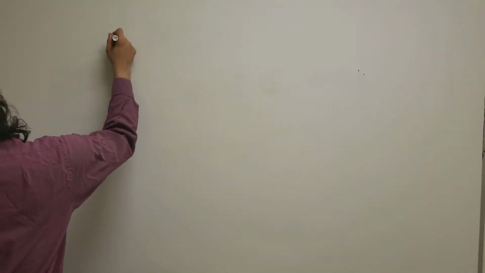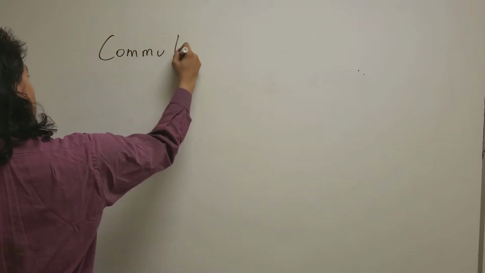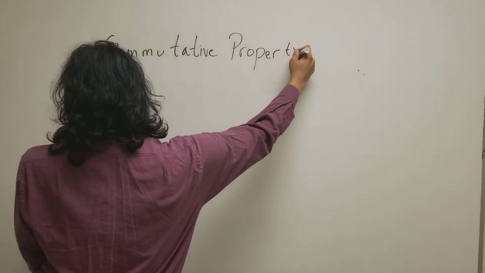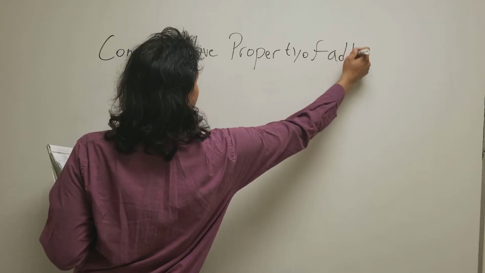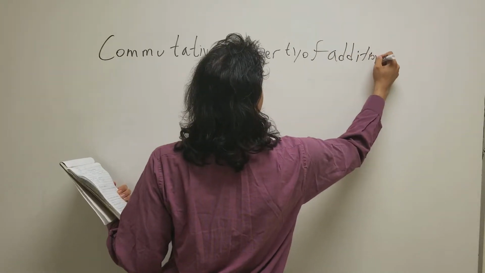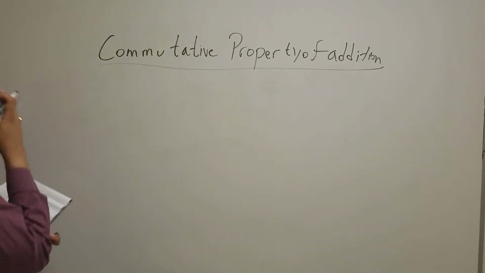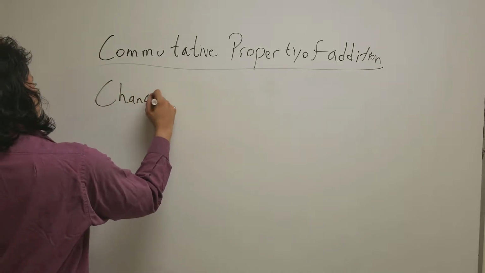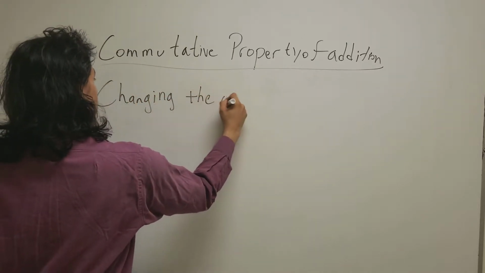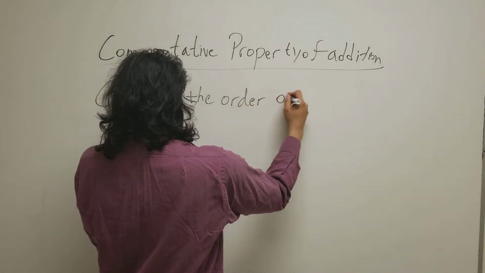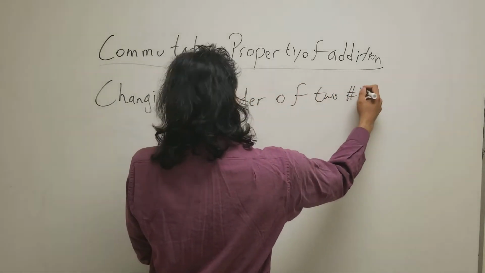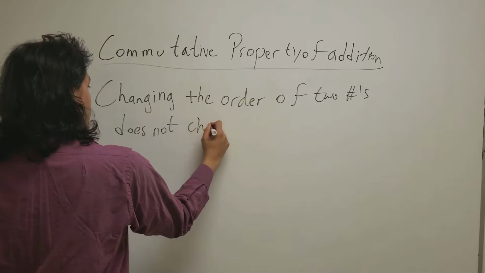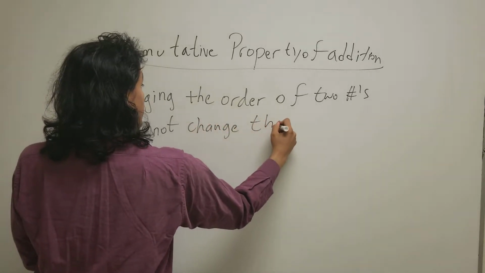Now, commutative property of addition. There you go. Okay, so commutative property of addition, this just states changing the order of 2 numbers does not change their sum.